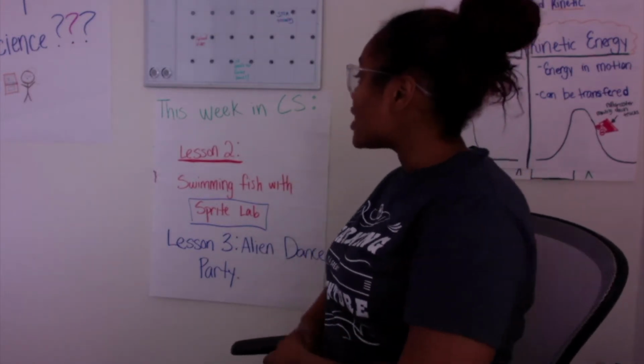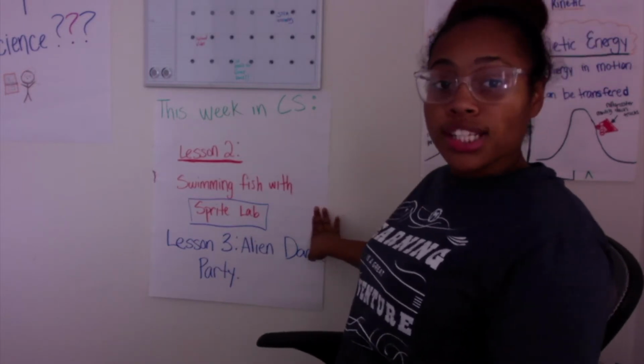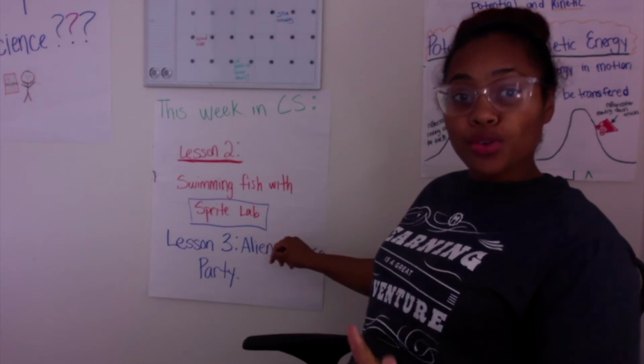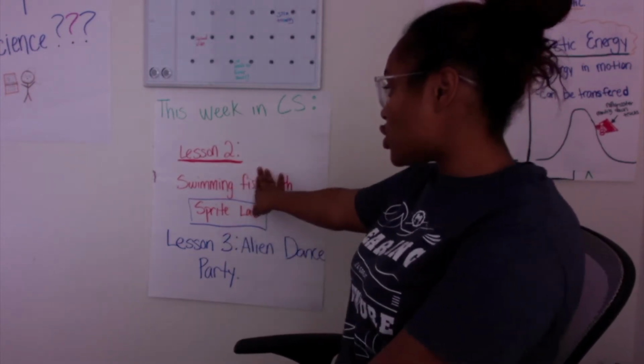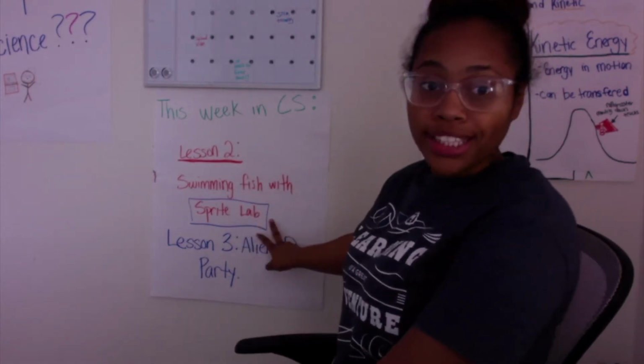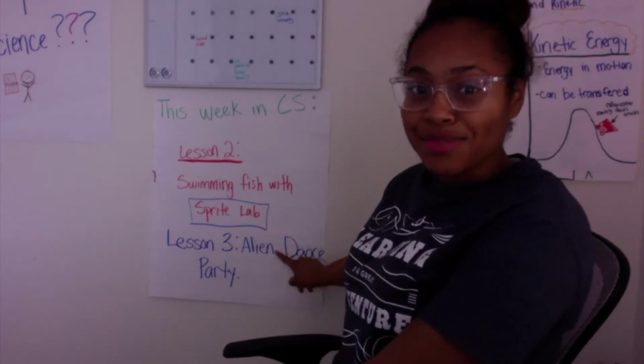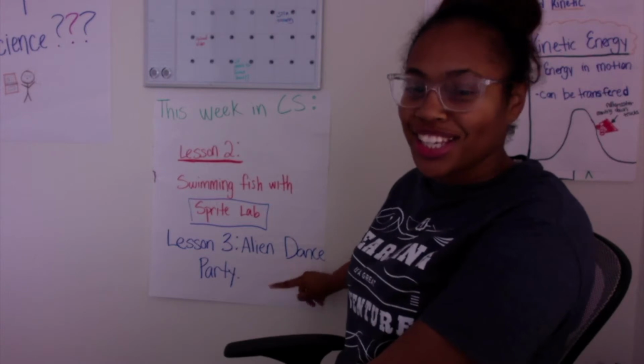All right, so this week you will be learning computer science again. You will still be coding, but this week we're doing 2 lessons. Lesson 2, Swimming Fish with Sprite Lab, and lesson 3, Alien Dance Party. This is my favorite one, the Alien Dance Party.